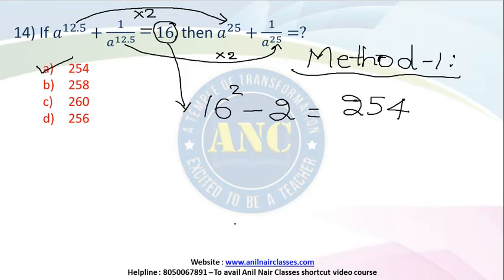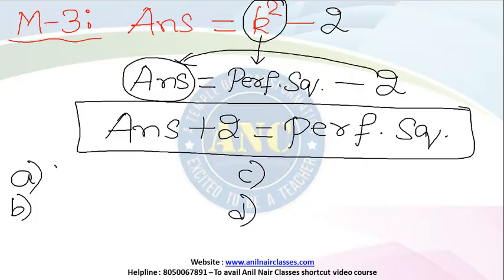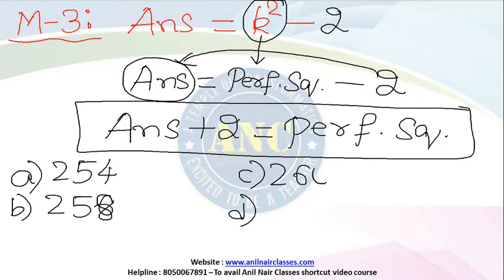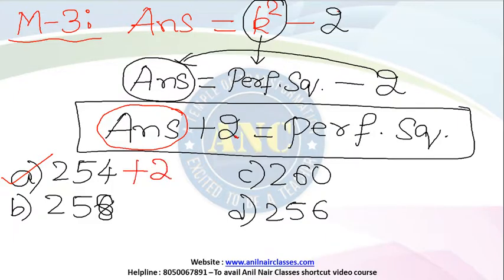There are 4 answer options: 254, 258, 260, 256. These are the 4 answer options given. Now, how will I know which is the correct answer? Very simple. It is very, very simple. Pick up the first answer option, for example 254. Add 2 to it. 254 plus 2 is 256.